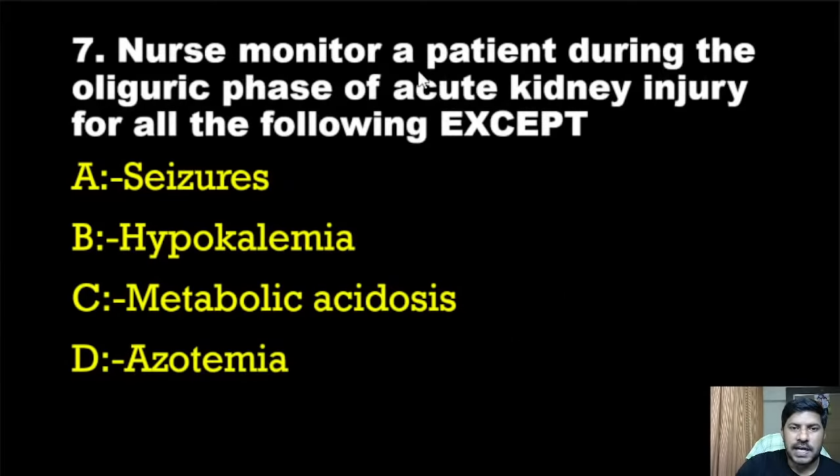Seventh question. The nurse monitors a patient during the oliguric phase of acute kidney injury for all the following except: seizures, hypokalemia, metabolic acidosis, azotemia. At the time of the oliguric phase, most of the given options are present except one.